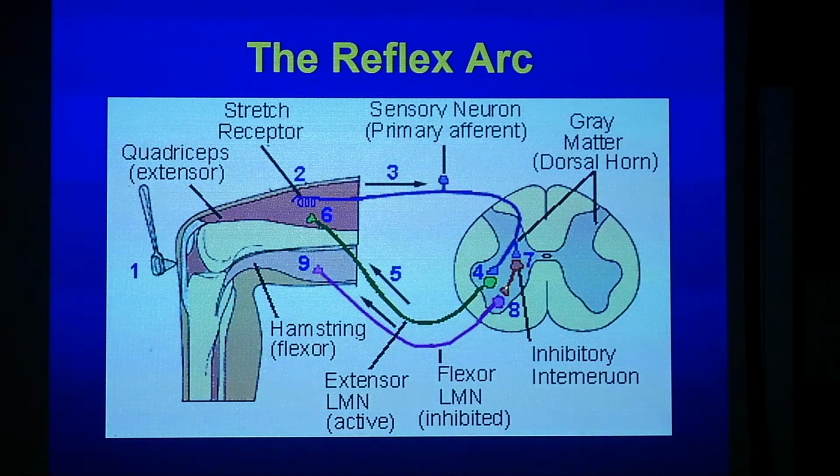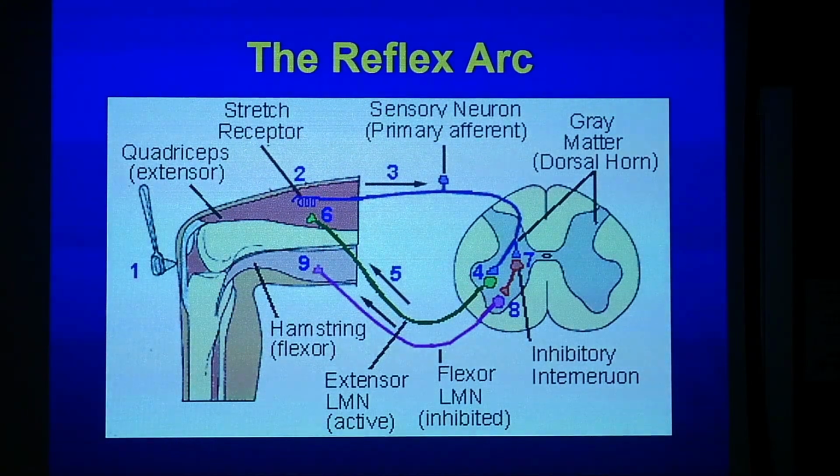It propagates action potentials to its synapse here onto this lower motor neuron. And now we're releasing the inhibitory neurotransmitter. We're in the spinal cord, so it's probably glycine, but it could be GABA. That opens chloride channels. And in so doing, this is going to inhibit and lower the probability of action potentials being fired here in this lower motor neuron. So that's where inhibition occurs.